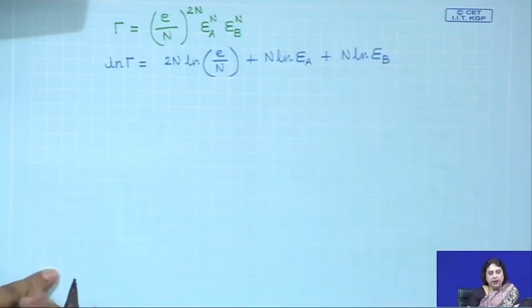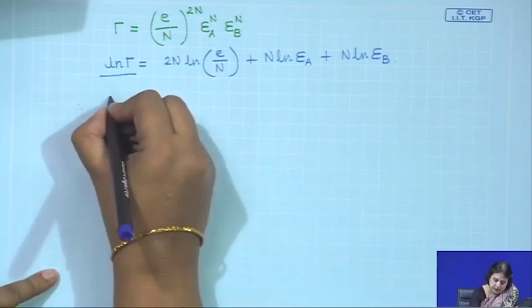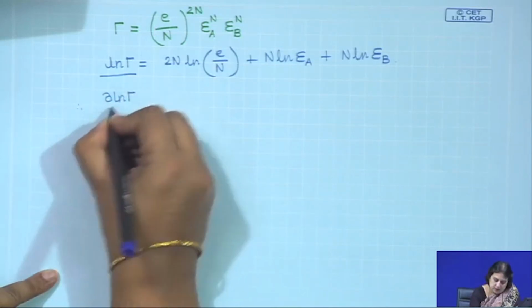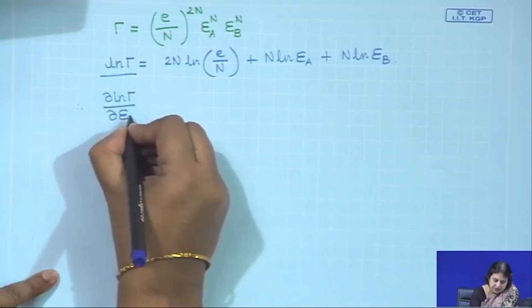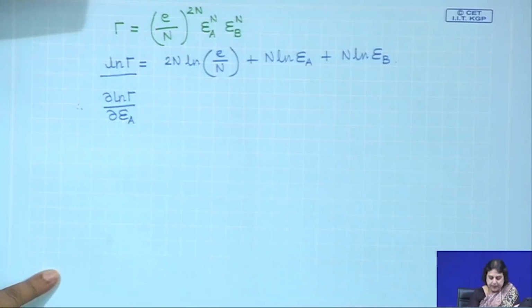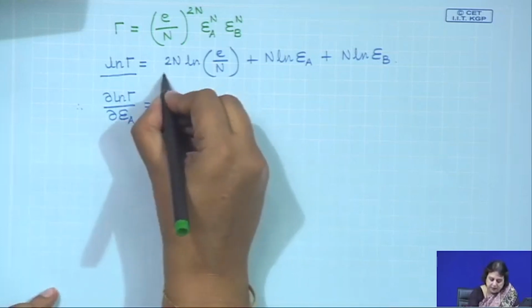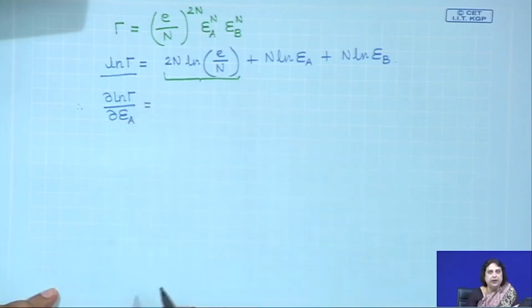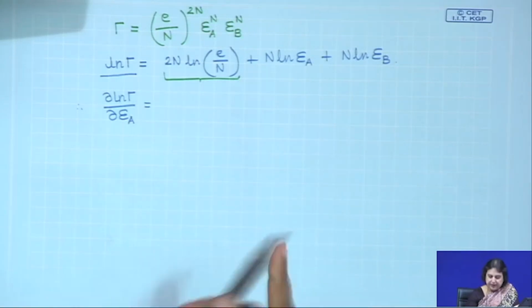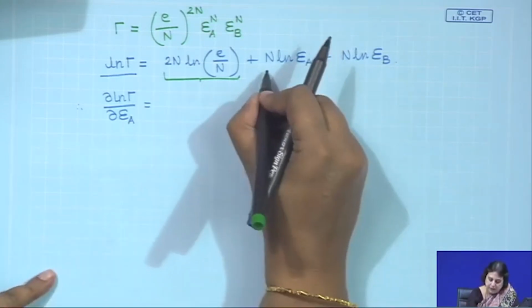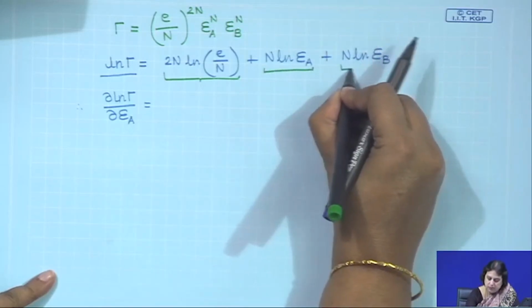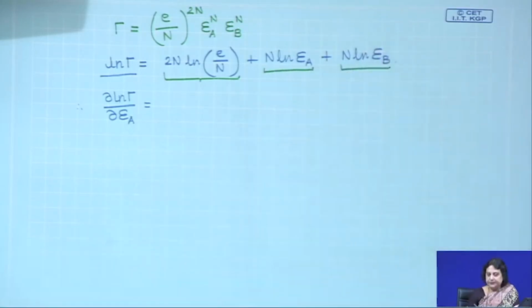Now, I am looking for a maximum in this function with respect to epsilon A, and therefore, I will be taking a derivative of this function with respect to epsilon A. And when I do that, I realize that this part is independent of epsilon A, and hence it will not have any contribution to the derivative. So, I will have to concentrate on these two terms.